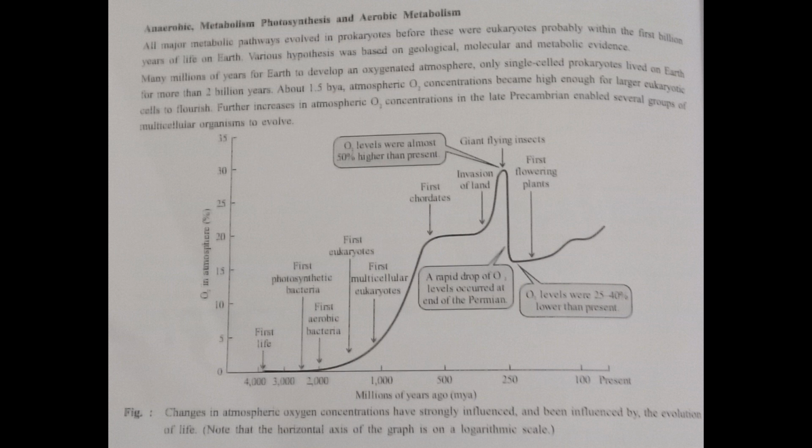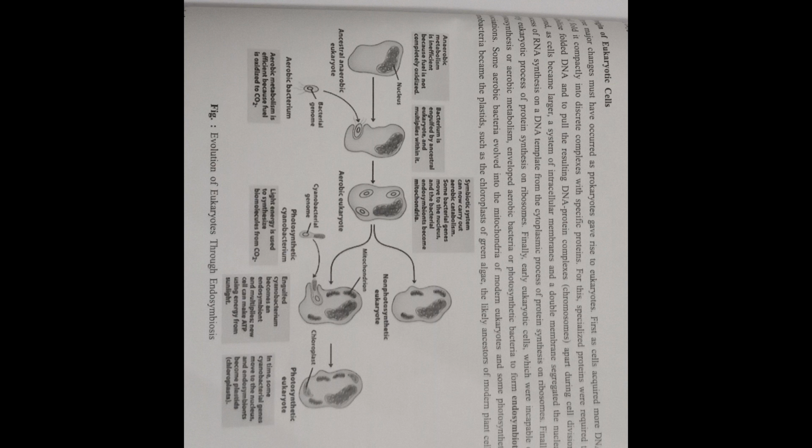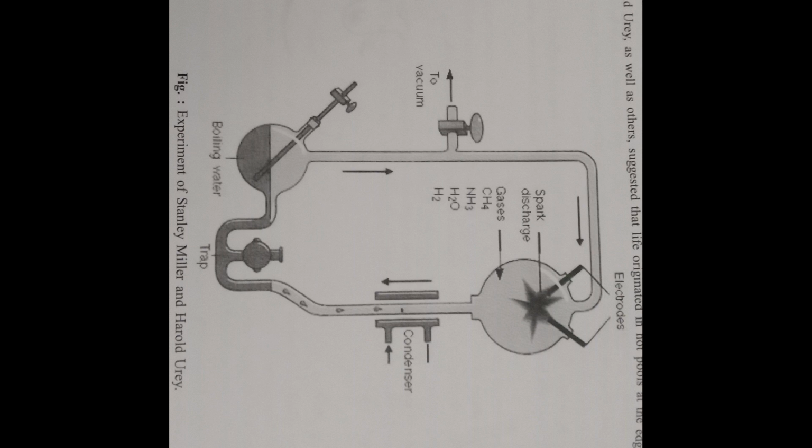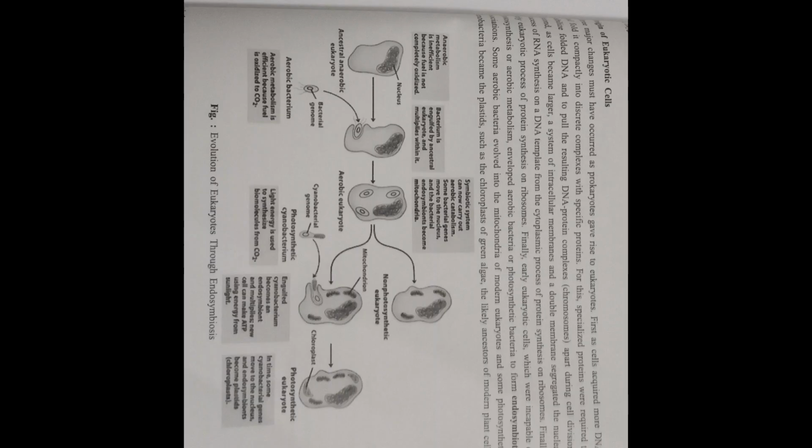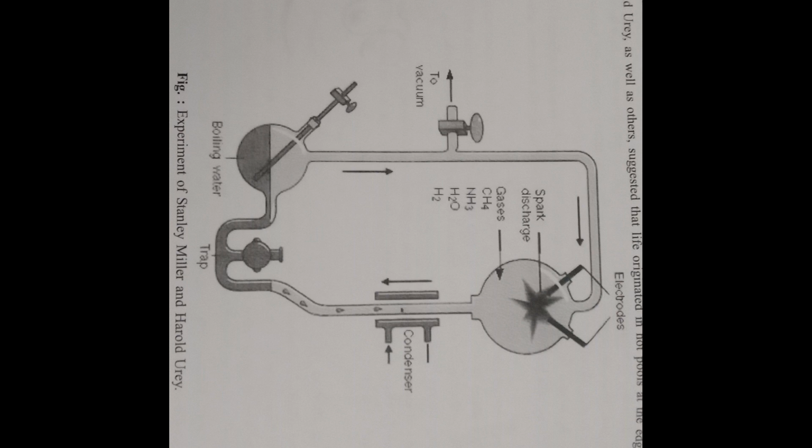With the rise of oxygen-producing photosynthetic bacteria, the atmosphere became progressively richer in oxygen, a powerful oxidant and deadly poisonous to anaerobes. Origin of eukaryotic cells. Three major events must have occurred as a prokaryote gave rise to a eukaryote. First, as a cell acquires more DNA and folds it compactly into discrete complexes with specific proteins. For this, specialized proteins were required to stabilize the folded DNA and to pull the resulting DNA-protein complexes, the chromosomes, apart during cell division.